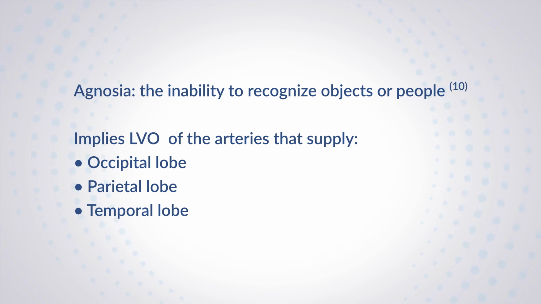In the same way, agnosia, the inability to recognize objects or people, is a cortical sign of LVO because presentation implies occlusion to the large arteries supplying the occipital, parietal, or temporal lobes. Testing for agnosia can be done by having the patient identify common objects in the room, such as your pen, asking them who a loved one is, or showing them the affected extremity and asking, whose arm or leg is this? Patients affected by agnosia will not be able to recognize that the affected limb belongs to them.